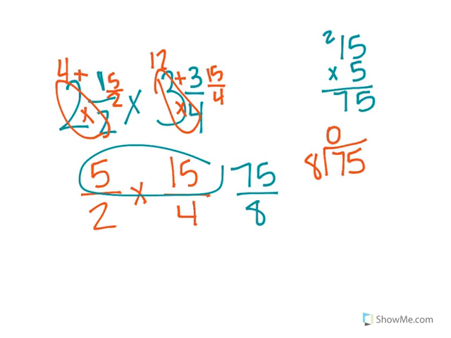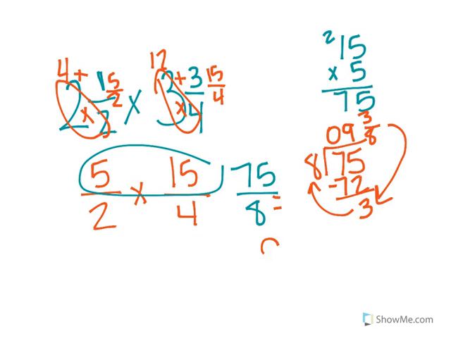That goes in there 0. If we know our facts really well, 8 is going to go into 75 9 times, which gets me 72. I subtract and I get 3. So that's going to be 9 and 3/8. Can that simplify? No, there's nothing that can divide into 3 and 8. So that's my answer. So 9 and 3/8. And I hope you're feeling a little bit better about multiplying fractions.